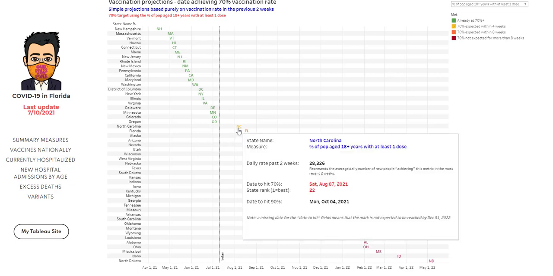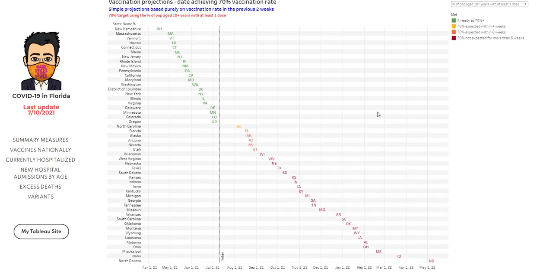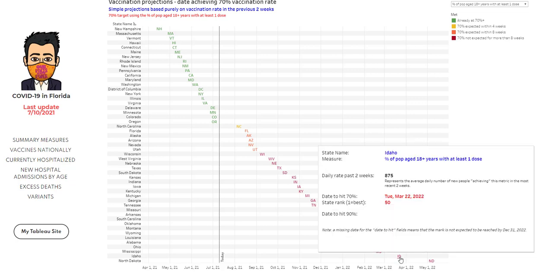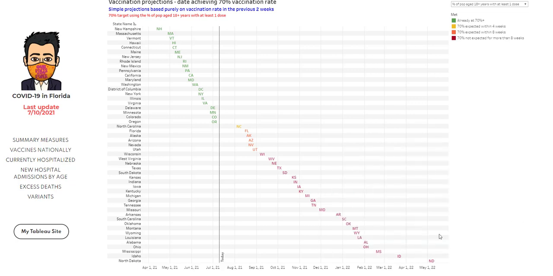The state in yellow, North Carolina, is expected to hit it within the next 4 weeks. All of the states in the light orange are expected to hit it within the next 8 weeks, including Florida. And then all of the ones that are in red are expected to hit it at a much later time frame. And so you can see states like North Dakota, Idaho, Mississippi, they're not supposed to hit the 70% marker until next calendar year. So that's the idea behind this. Obviously, these things can change depending on how vaccination rates change.